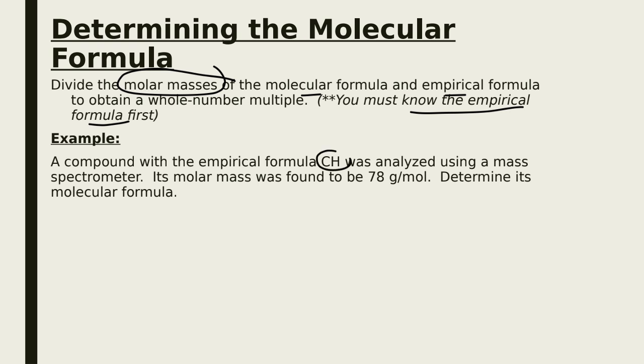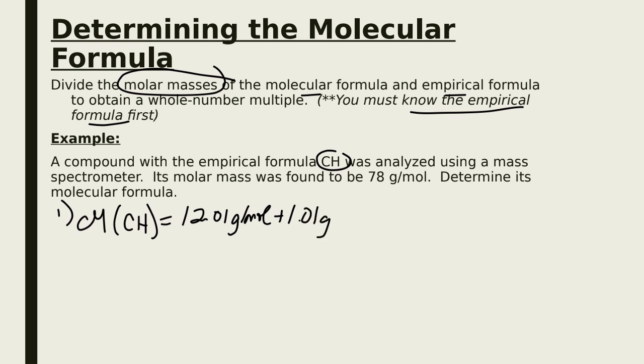So we know the empirical formula. What we want to do is calculate the molar mass of my empirical formula. Here I just have one carbon at 12.01 and one hydrogen at 1.01. So I have a molar mass here of 13.02 grams per mole.